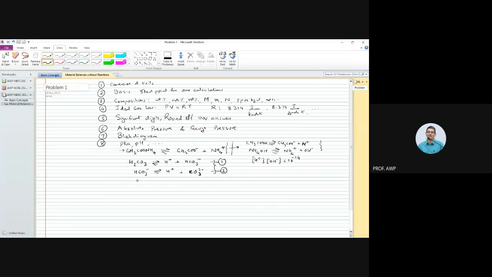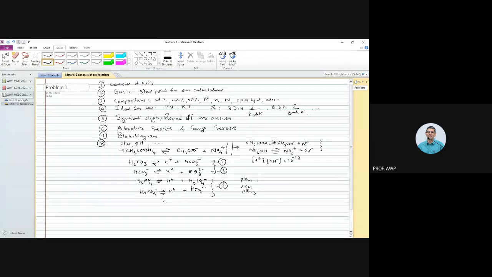Or if you take phosphoric acid, there are three exchangeable hydrogen ions. So you have pKa1, pKa2, and similarly pKa3. So there are three such exchangeable protons, and we will have pKa1, pKa2, pKa3.